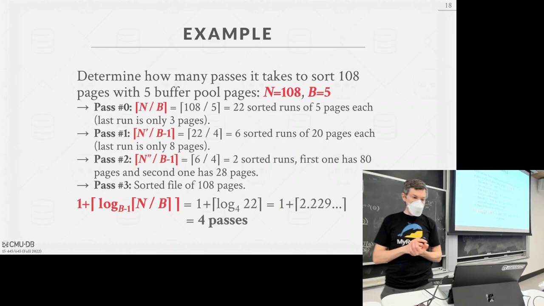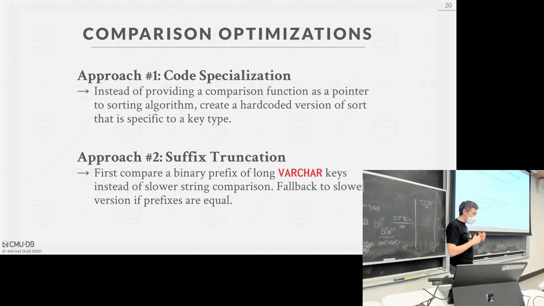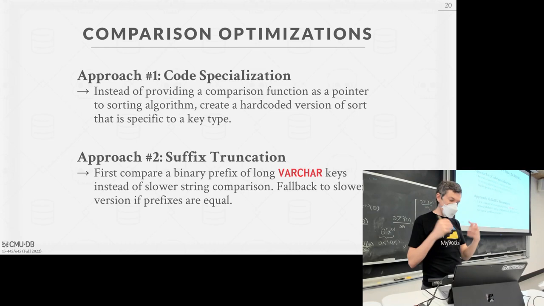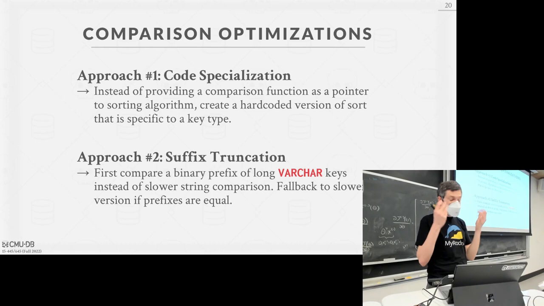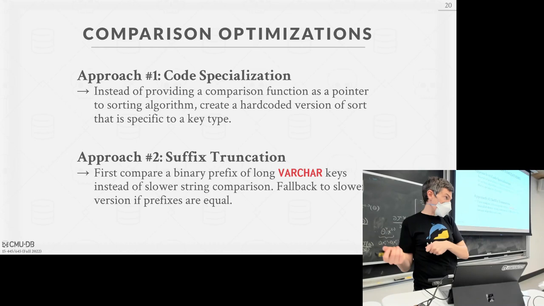Okay, two quick optimizations that I want to talk about beyond just the sorting algorithm itself is how you actually want to do the comparisons in your data set. This will matter whether we're doing external merge sort, heap sort, or in-memory quicksort. The first issue is the cost of the comparison itself. Well, it's always going to be the cost of the comparison, but the first issue is the cost of invoking the comparison function.